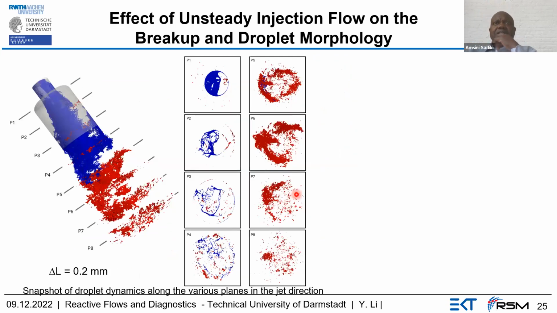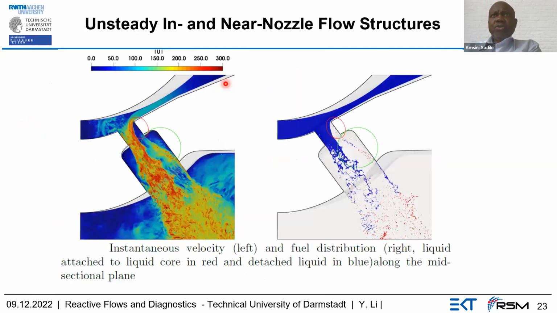Now let us look at the droplet dynamics along the various planes in the jet direction. So we consider different planes at this position P1, P2, up to this position P8. And the distance between these different planes is of the order of magnitude of 0.2 millimeter. So we see at this area that the liquid volume fraction is very high, and these are these small droplets I have shown you here.